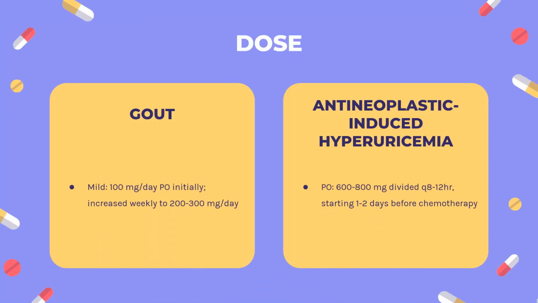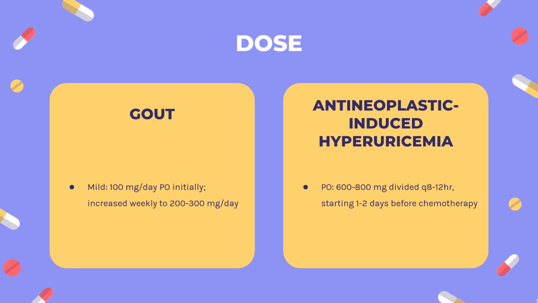Dose. Gout. Mild, 100 mg per day (PO) initially, increased weekly to 200 to 300 mg/day. Moderate to severe, 100 mg per day (PO) initially, increased weekly to 400 to 600 mg/day. Antineoplastic-induced hyperuricemia. PO, 600 to 800 mg divided every 8 to 12 hours, starting 1 to 2 days before chemotherapy.